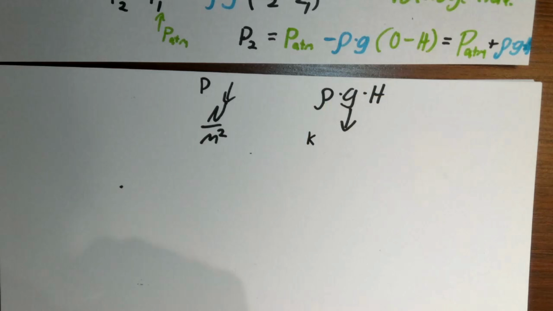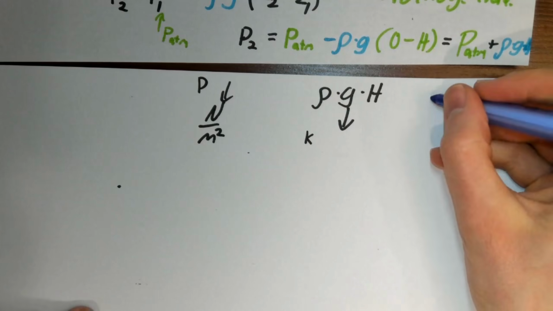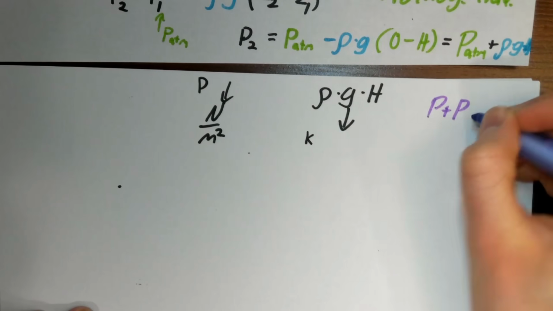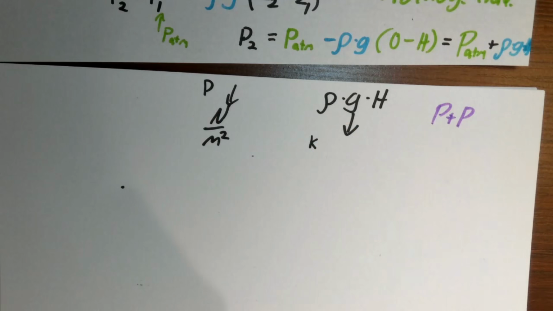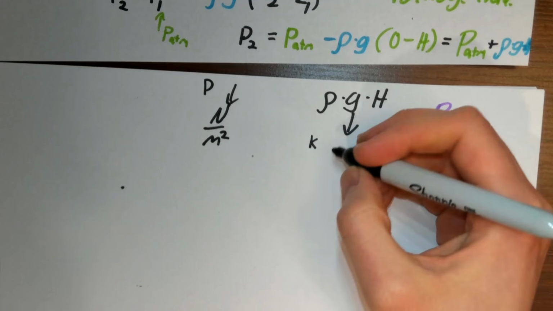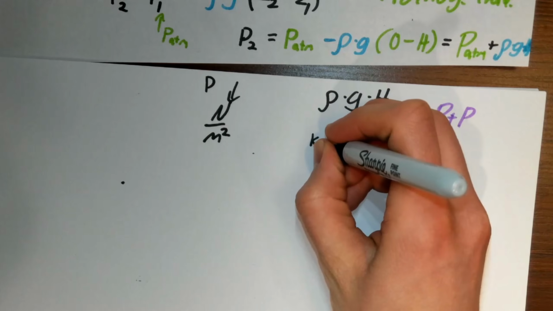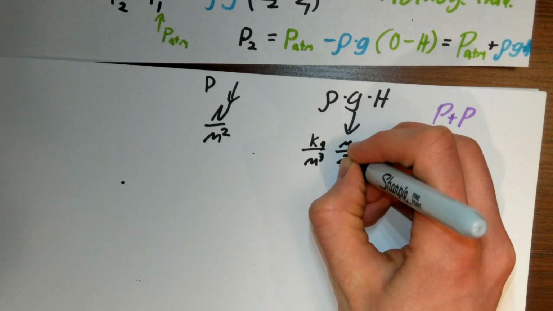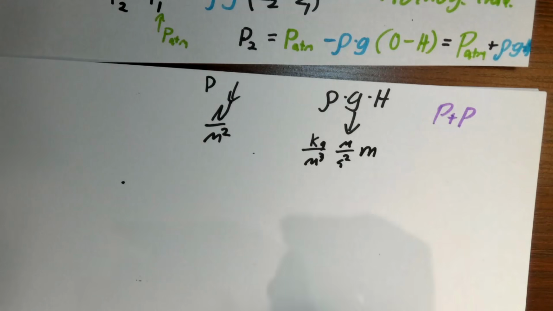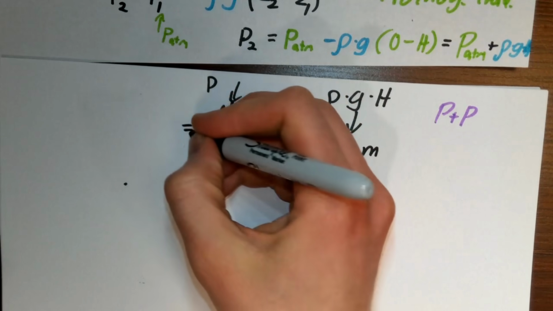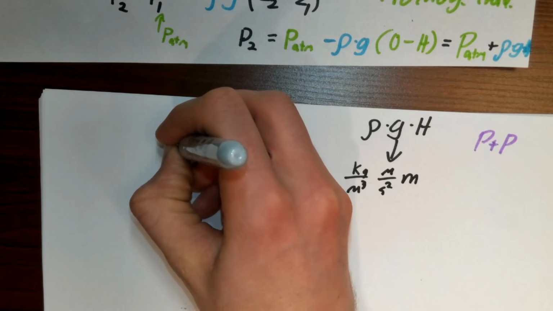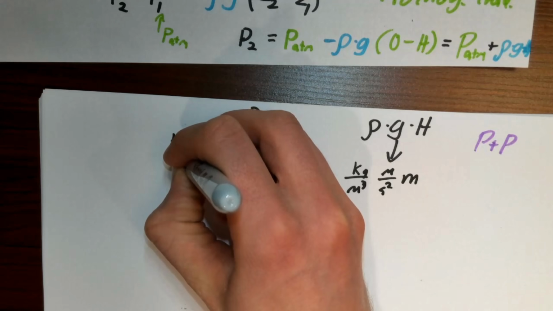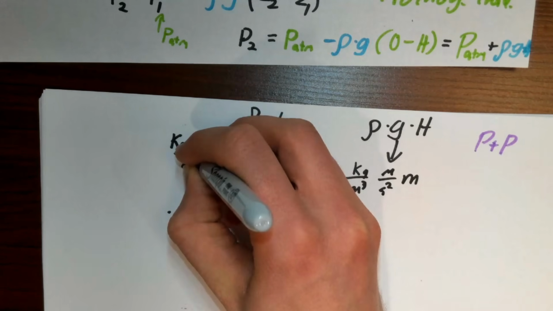Density is going to have units of what? Before we get too far, pause and ponder. Do the units work out for these two quantities? Spoiler alert, they do. Density is going to have units of kilograms per meter cubed. g is going to have units of meters per second squared. h is going to have units of meters. And this newton per meter squared is going to be kilogram meter per second squared per meter squared.